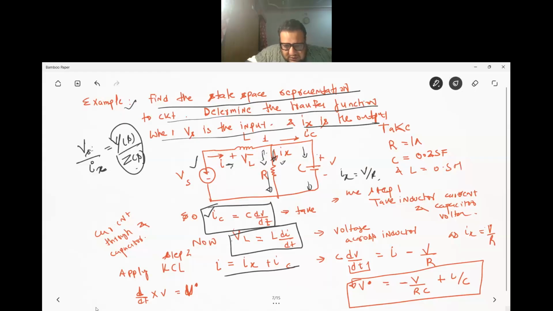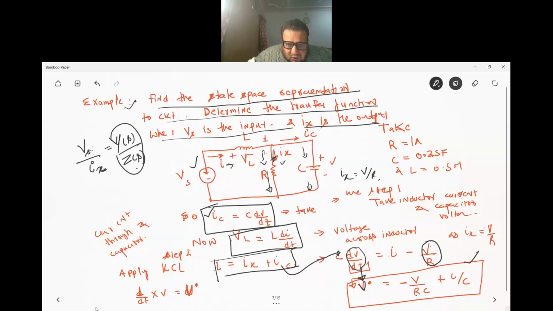Suppose I substitute this value back in this KCL equation. I is equal to Ix plus Ic. For Ic, I write C dV by dt. Then I minus Ix, and Ix I found as V by R. So d by dt of V becomes V dot, and this C I bring down here, so V dot equals minus V by RC plus I by C. That is the first equation I got in differential form.